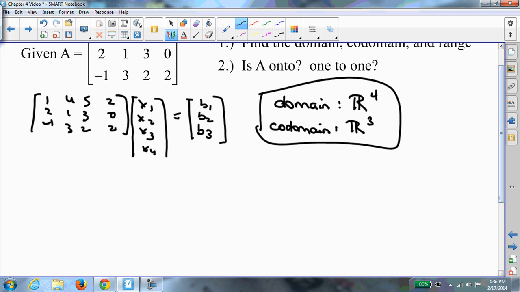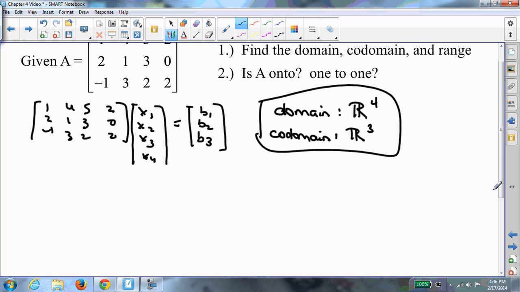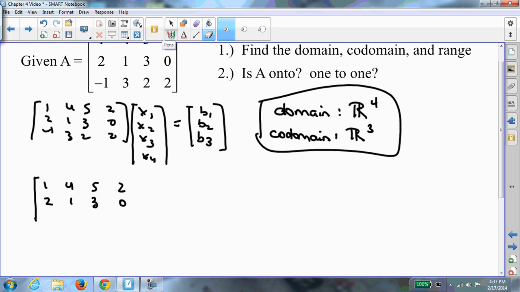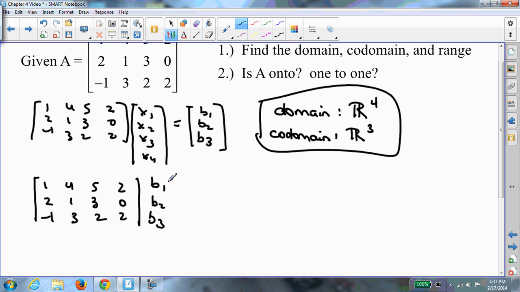Now what I have to do is figure out the range. So to figure out the range, I need to know what values of b1, b2, and b3 actually get mapped to. To do that, I'm going to set this up as an augmented matrix. 1, 4, 5, 2, 2, 1, 3, 0, negative 1, 3, 2, 2, and I'm going to augment it with b1, b2, and b3. So I'm going to go through my boring row operations here. I'm going to do row 2 minus 2 row 1s, and I'm going to do row 3 plus row 1.